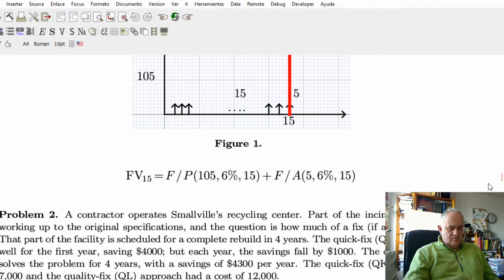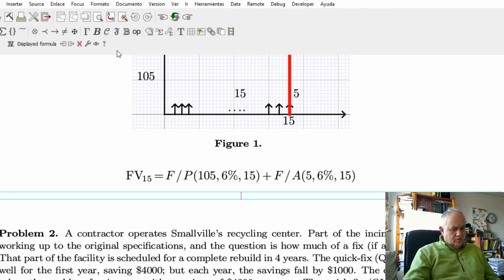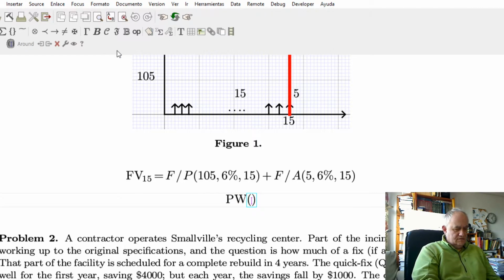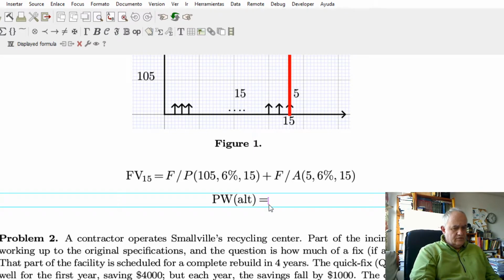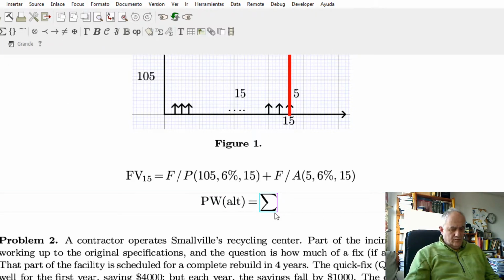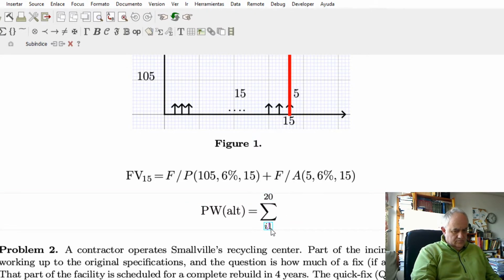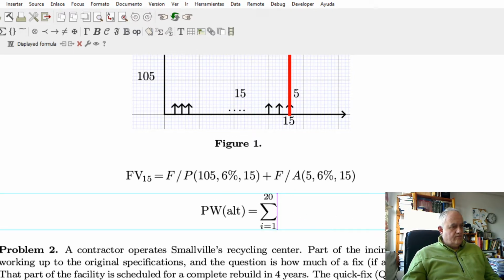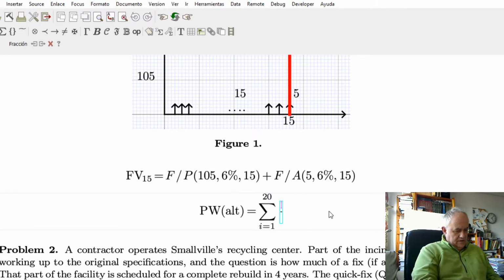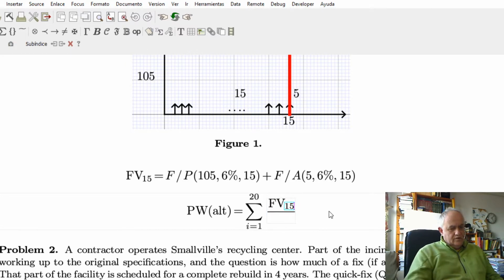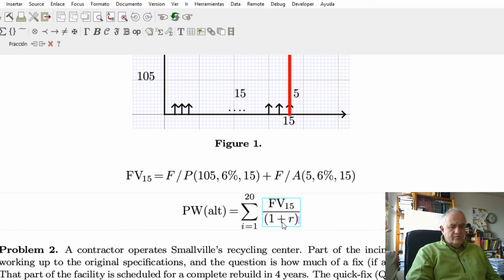Okay, the present worth of this alternative is the result of summing from e equal 1 to 10, sorry, of f, we already know this expression, divided by 1 plus r, up to, and what's up to here?